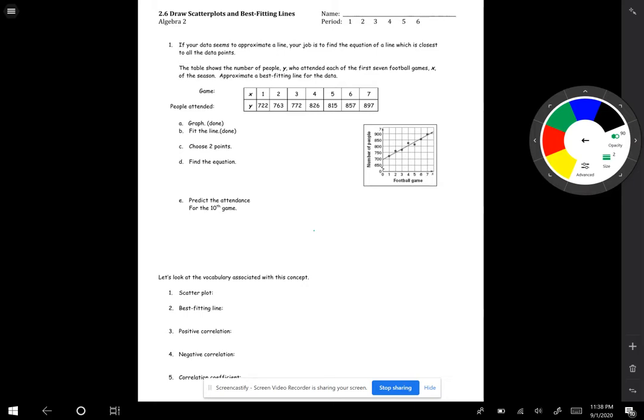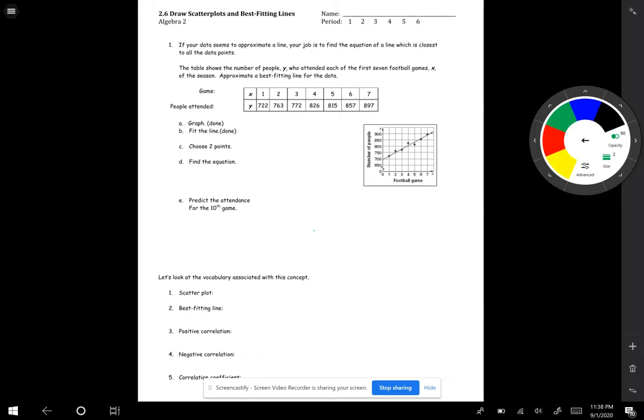If your data seems to approximate a line, your job is to find the equation of a line which is closest to all the data points. The table shows the number of people, Y, which is the bottom row, who attended each of the first 7 football games, X, in the top row, of the season. Approximate a best fitting line for the data. So these are the steps that you need to do.